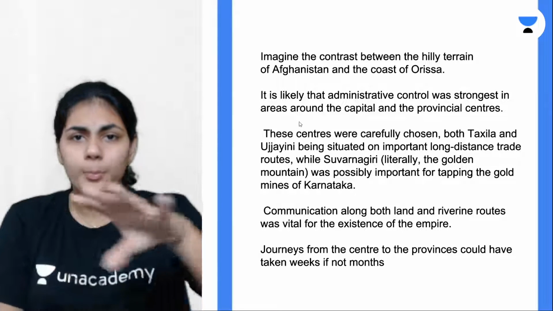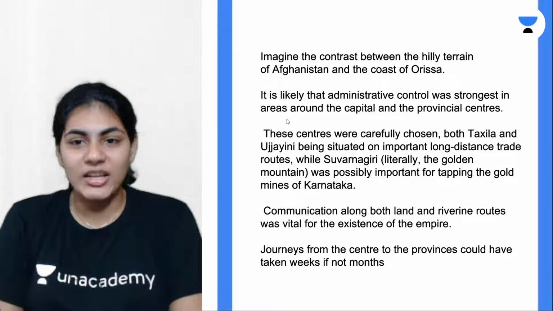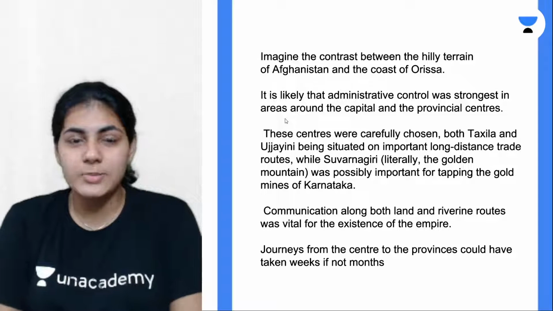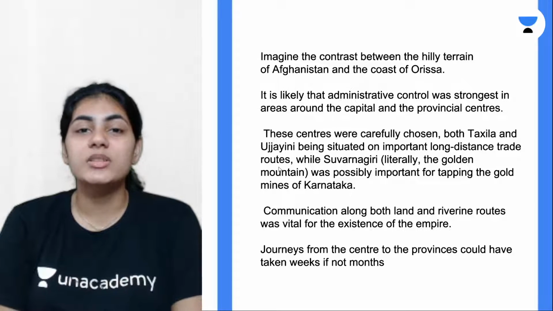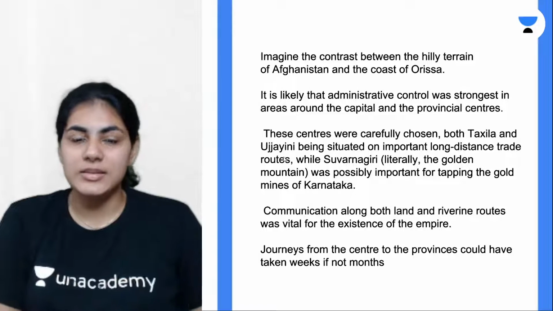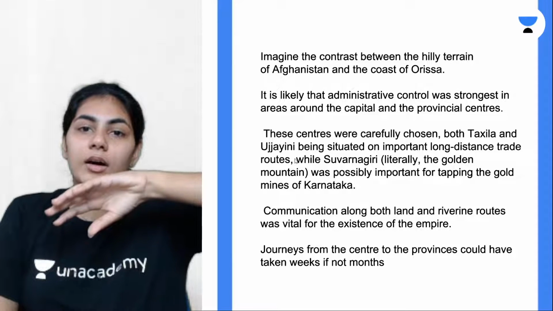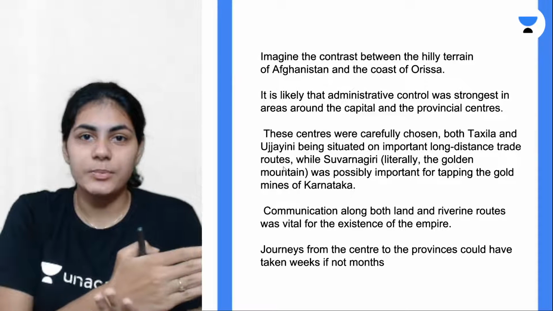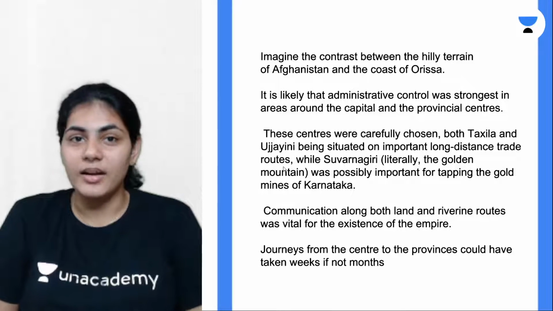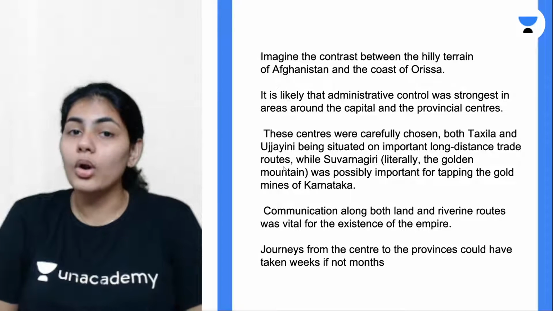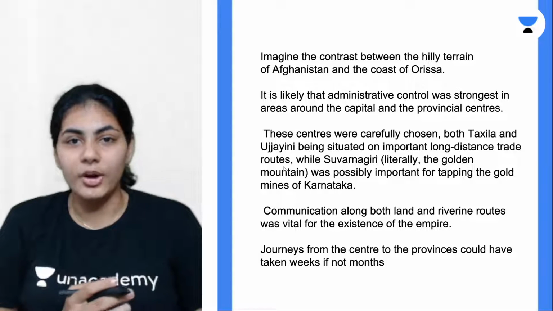Whatever these four places, Suvarnagiri, Ujjain, Taxila or Tosali, I've told you that these are very strategically located. There has to be some importance to these places, otherwise why would they become so important? It is because long distance trade was very easy through these four places. Especially Taxila and Ujjain, it was easy for people to do long distance trade via these cities. That's why Taxila and Ujjain were important. And why is Suvarnagiri important? Because it is in present day Karnataka and has a lot of gold mines. Gold is very important for the kingdom, so to extract the gold, Suvarnagiri became an important place.